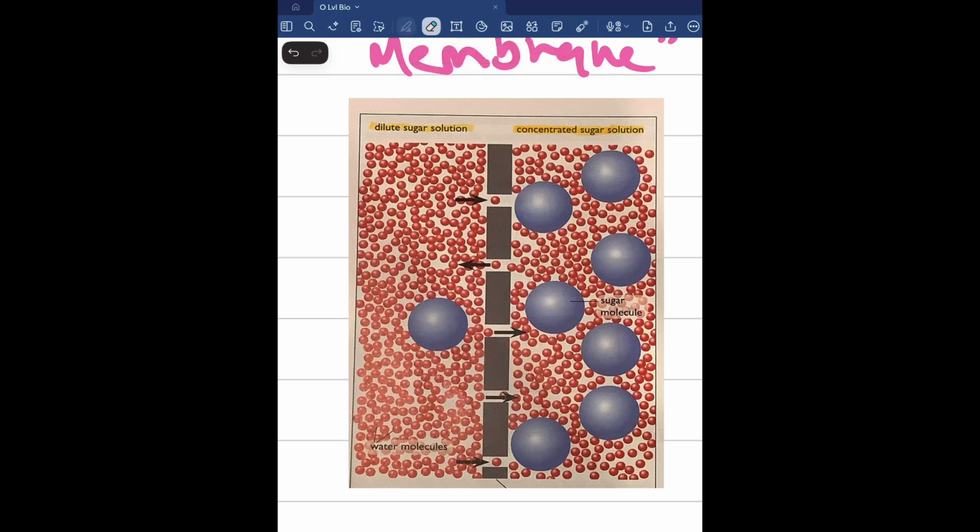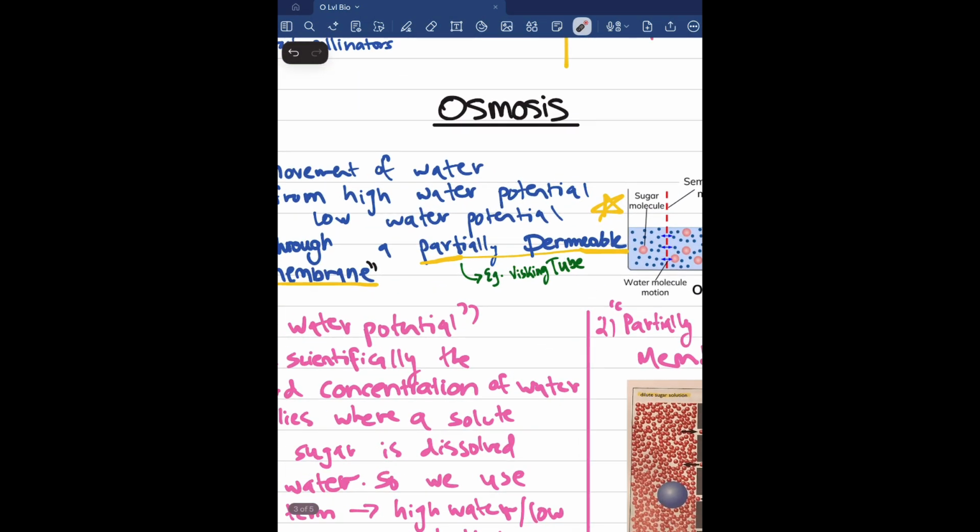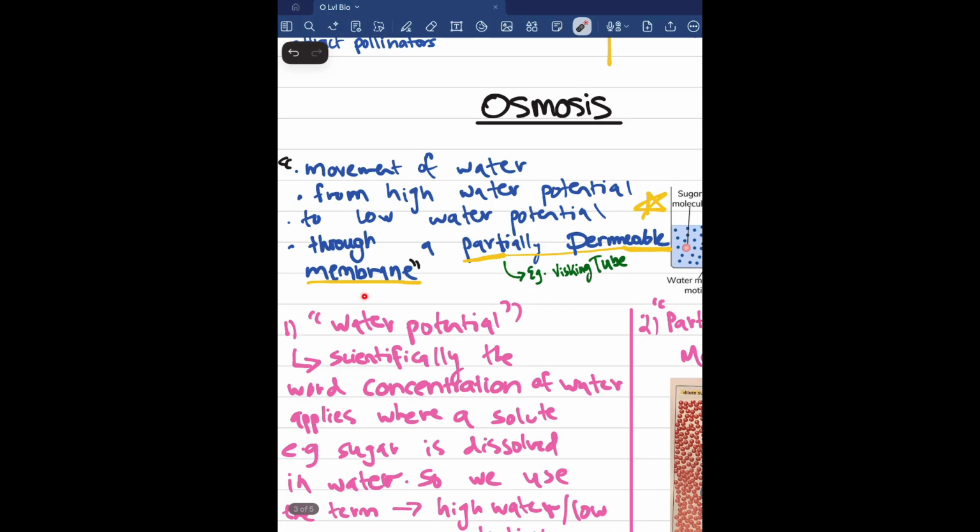So think of it as a gate, or a gate with some doors that only opens for a specific person, and that person is water. Why? Because water doesn't have a big size. Like a door that can only fit this water molecule, not this one, because at the end of the day its size is very big, and it will never be able to cross this partially permeable membrane. So that's why this is a very important concept over here. Partially permeable membrane is essential for osmosis.